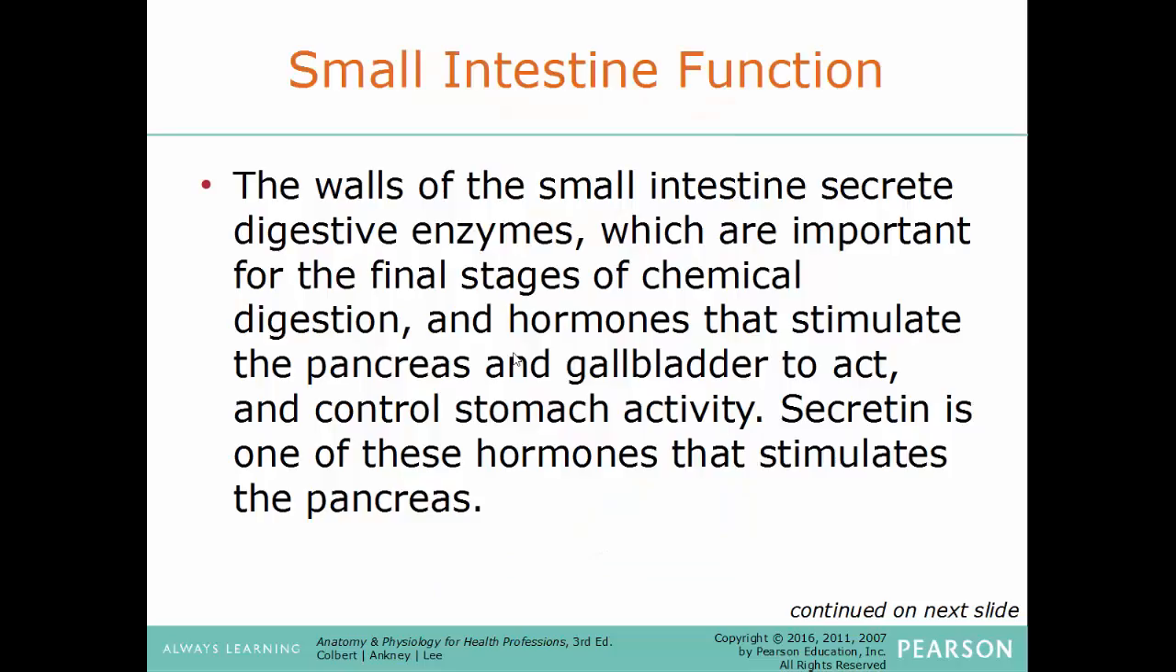All right, we'll talk about the function of the small intestine. Now, the walls of the small intestine will secrete digestive enzymes, which are important for the final stages of the chemical breakdown of food. They will also secrete hormones that will stimulate the pancreas and gallbladder to act, and also will control stomach activity. Now, secretin is one of these hormones that will stimulate the pancreas.